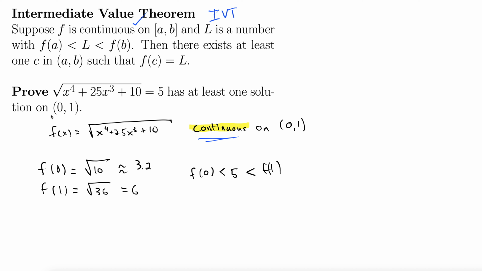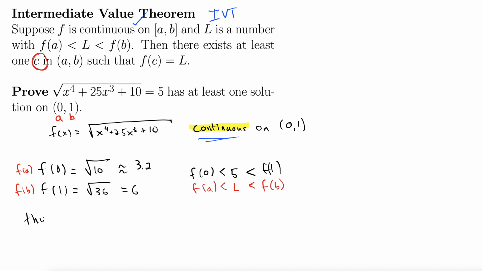So let's just keep track of everything here. This 0 is our a, 1 is our b. So here is our f of a, f of 0, and f of b is f of 1. So we have f of a is less than our L. 5 is our L in this case. It's less than f of b. f of a is less than L is less than f of b. So that's what's going on so far. So we've met all the conditions. So the intermediate value theorem then guarantees the existence of this c.